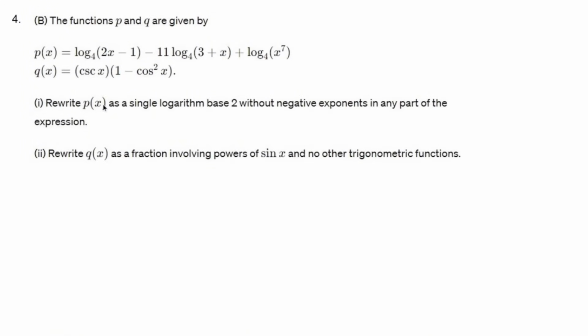Rewrite p of x as a single logarithm base 2 without negative exponents in any part of the expression. All the logs have the same exact base. If you add logs of the same base, you multiply the insides. Log base b of a plus log base b of b is going to be log base b of ab.